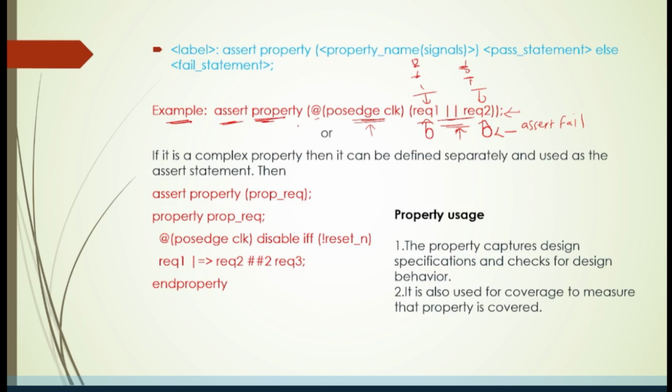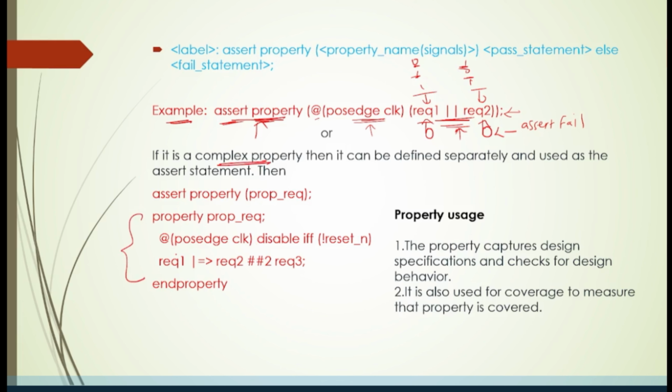As I told you, if there is more than one condition, how are we going to do it? What if it is a complex property? If there is only a single line, only a single condition, then it is a basic property. If there are more properties, then it is called a complex property.